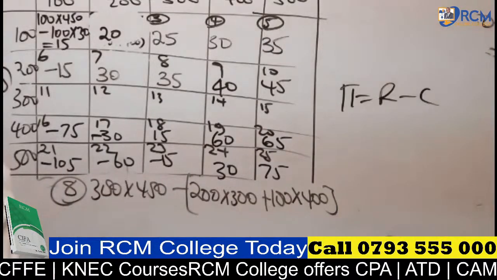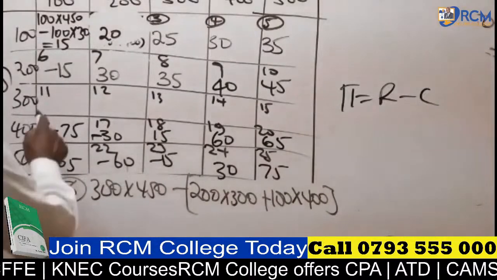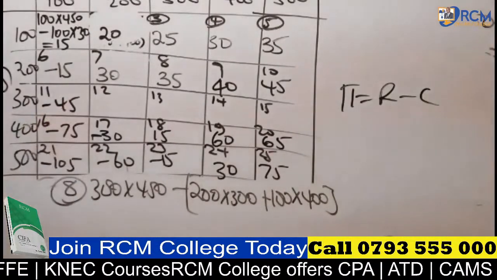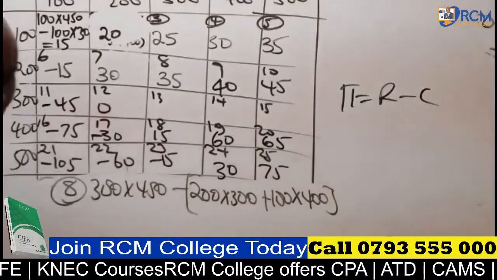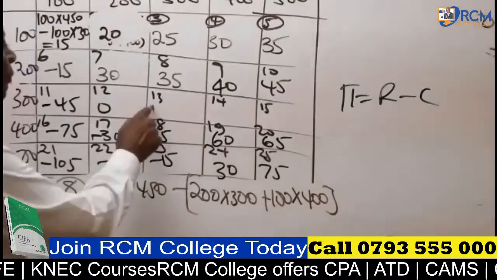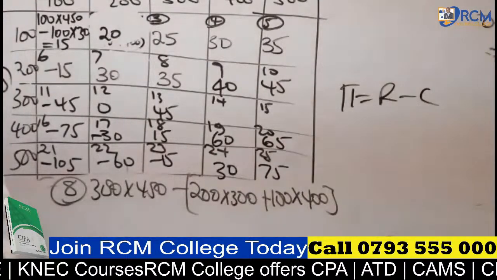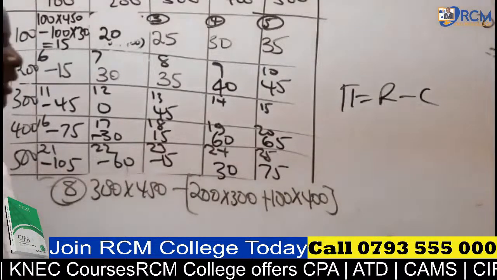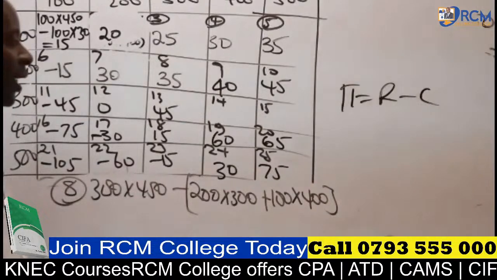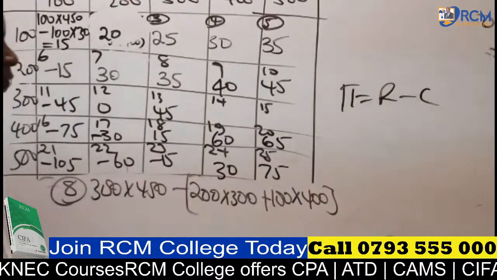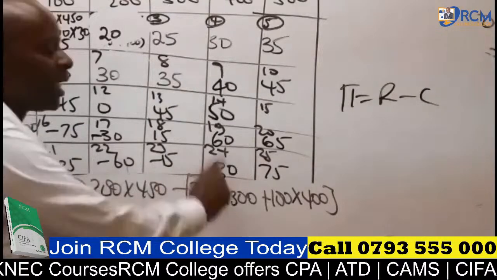So cell 11 is negative 45. Cell 12, I'm being told is 0. Cell 13, I'm being told is positive 45. Right, thank you very much. How about cells 14 and 15? Are they 50 and 55? 14 is 50. Lastly, 15 should be 55.